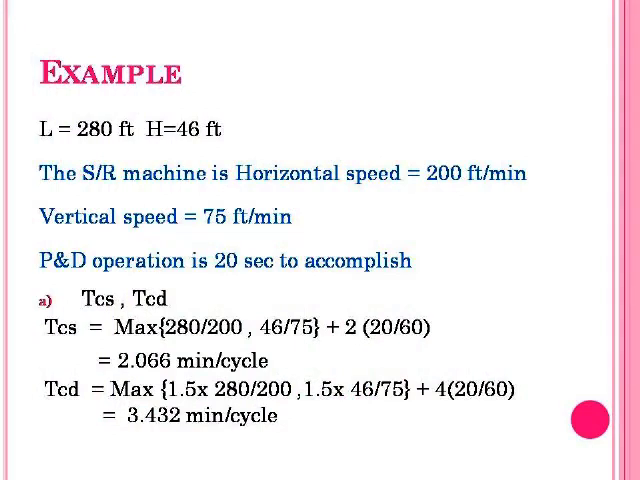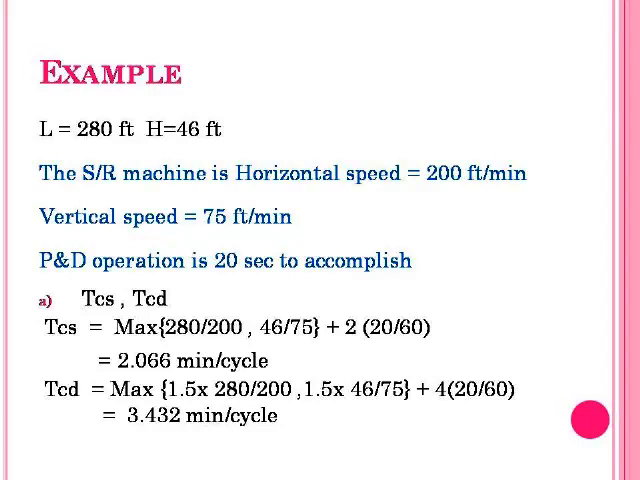Let us discuss the entire thing with a small example. Length of the ASRS unit is 280 feet and height is 46 feet. The SR machine horizontal speed Vy is 200 feet per minute, and vertical speed Vz is equal to 75 feet per minute. The pickup and deposition operation time is approximately 20 seconds. So let us now calculate TCS, the cycle time in single command mode, which is maximum of 280 divided by 200 or 46 by 75, plus 2 into 20 by 60.